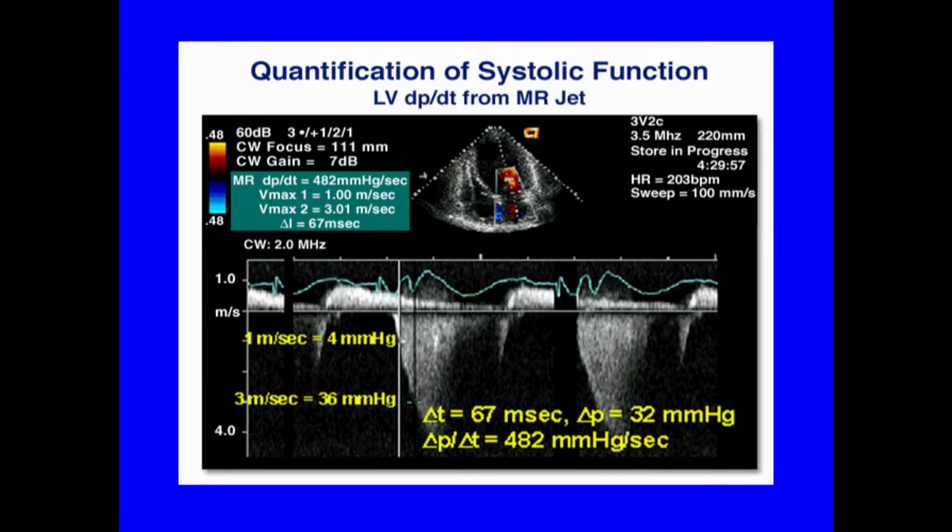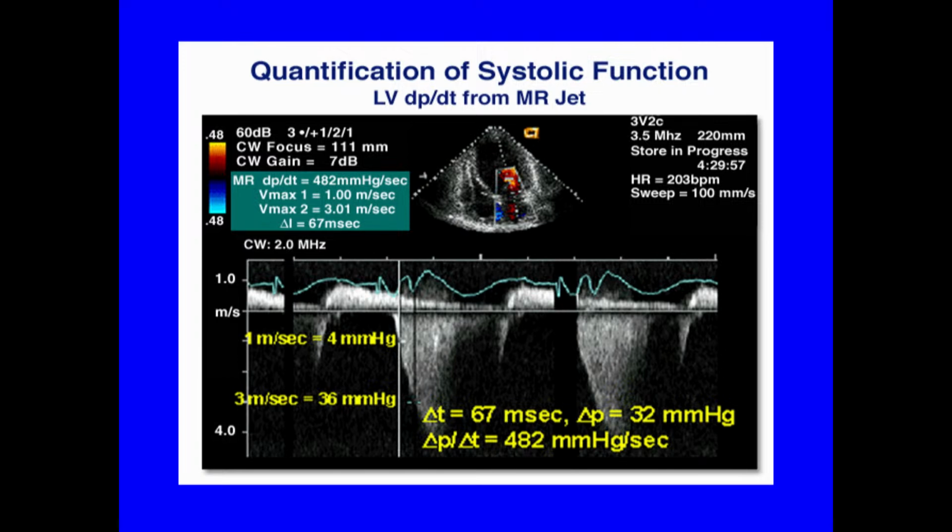A small application, this is not done really day to day in the lab, but maybe more for your information, part of the knowledge base that you would want to know, is the estimation of the dp/dt for the left ventricle from the mitral regurgitation jet. Basically, we get the pressure gradient between two time points. One where the velocity is 1 meter per second, and one where the velocity is 3 meters per second.